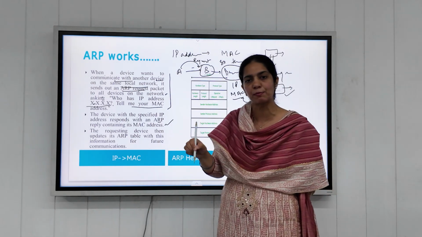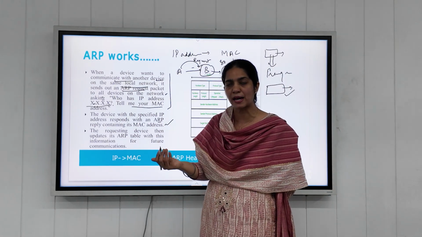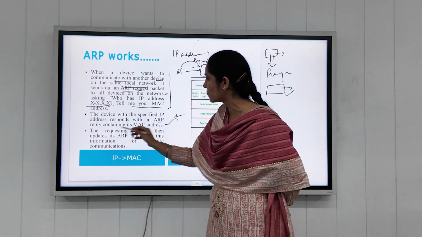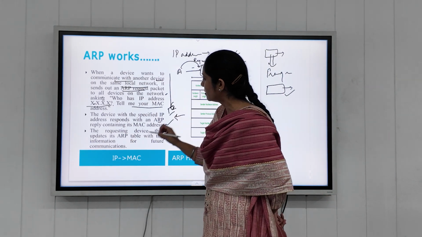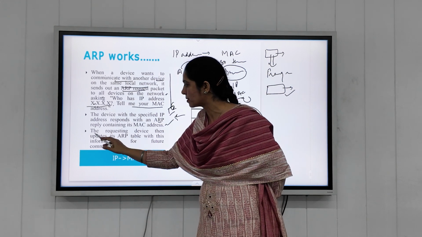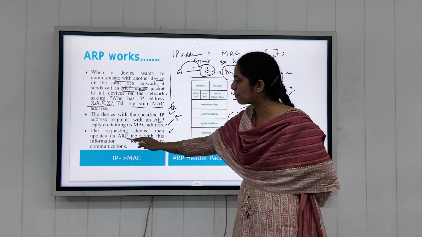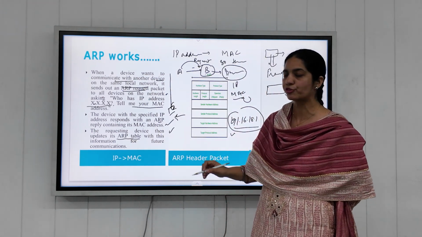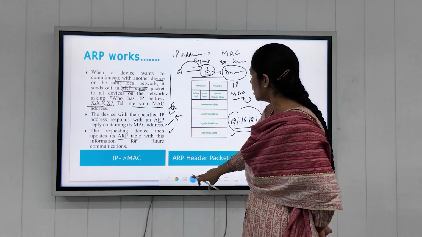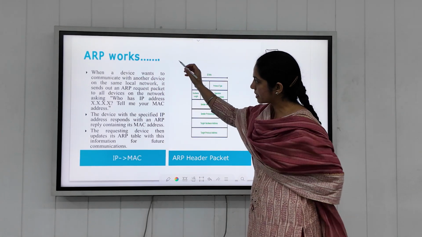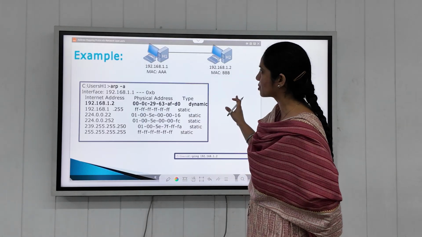Whoever has that IP address will send its own MAC address back, saying this is my IP address and I am sending my MAC address. That MAC address will again be in hexadecimal representation. The requesting device then updates its ARP table with this information for future communication. So this covers IP address to MAC address resolution.